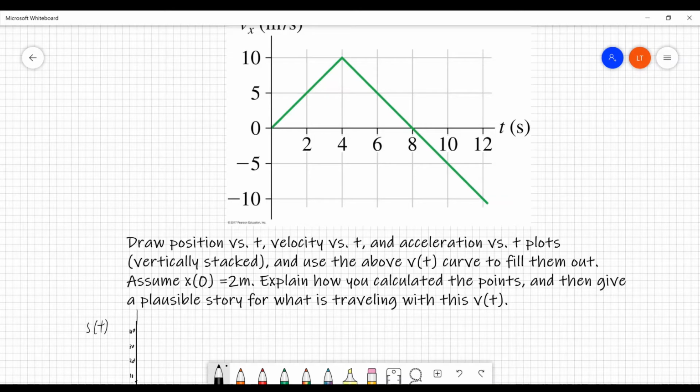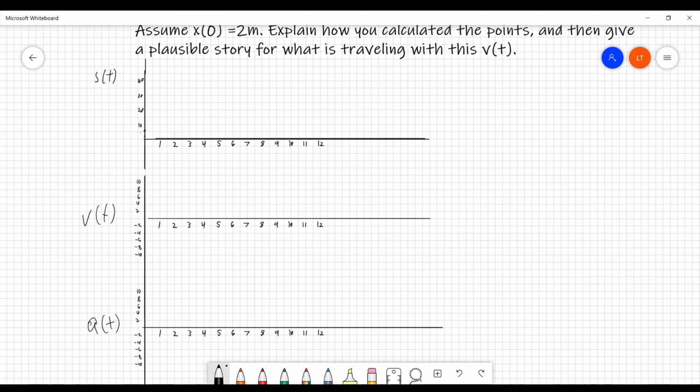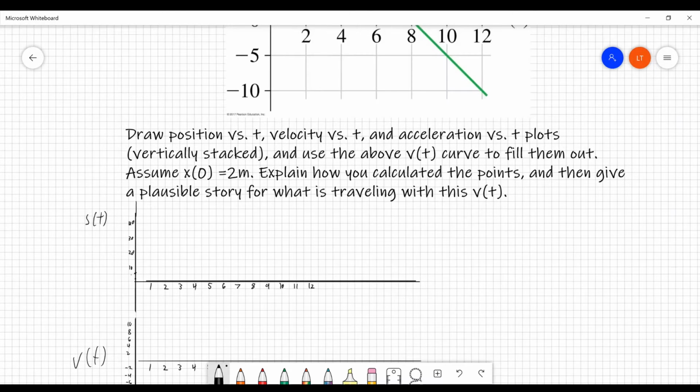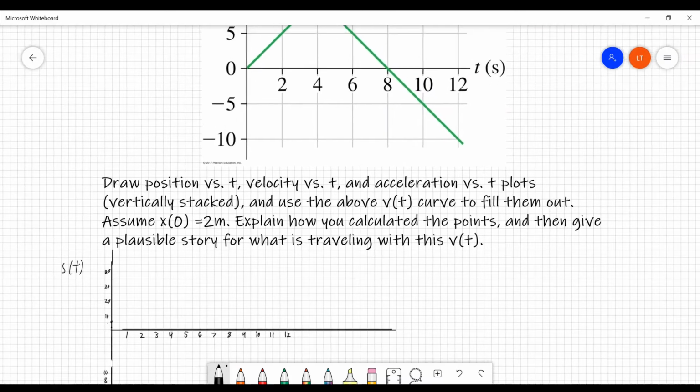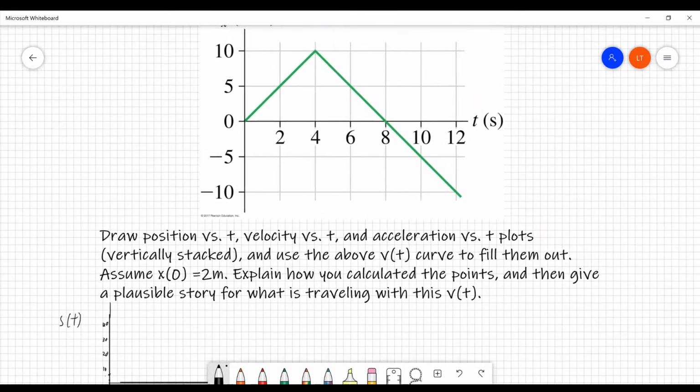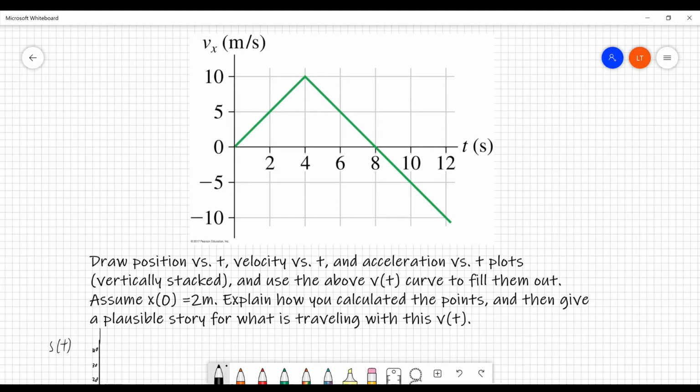Okay, so this problem wants us to draw position versus time, velocity versus time, and acceleration versus time plots. Down here we have all our graphs, and we'll start with position. It says at x equals 0, assume position equals 2 meters. So to find position from a velocity graph like this, we have to take the integral, so that'd be the area under the graph. Each of these boxes represents 10 meters if we were to take the integral. So this one over here would be 5.